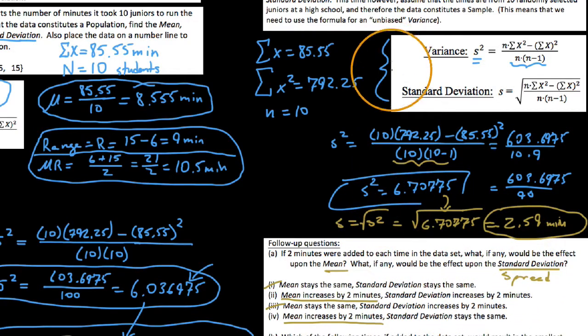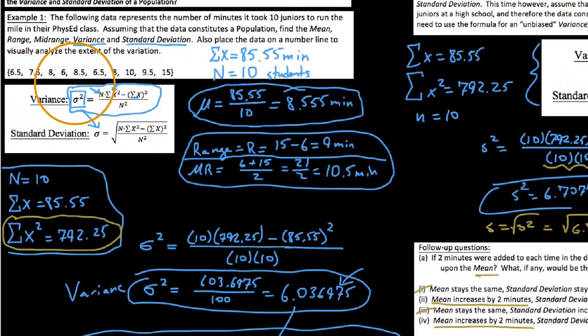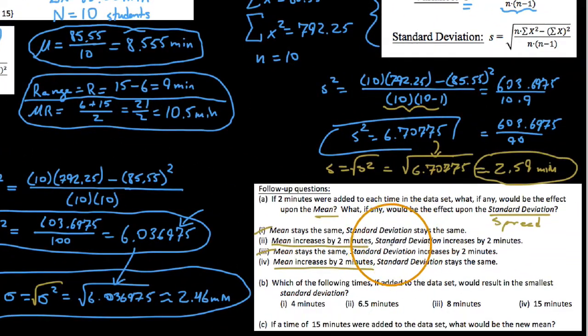And consider this: if everybody moves up 2 minutes, the average might move up 2 minutes, but all of the data are still equally spread apart from the mean. So what's going to happen is that not that our standard deviation increases by 2 minutes, but that it stays the same. Okay, so our average would increase by 2 minutes, and the spread of the data would remain the same.